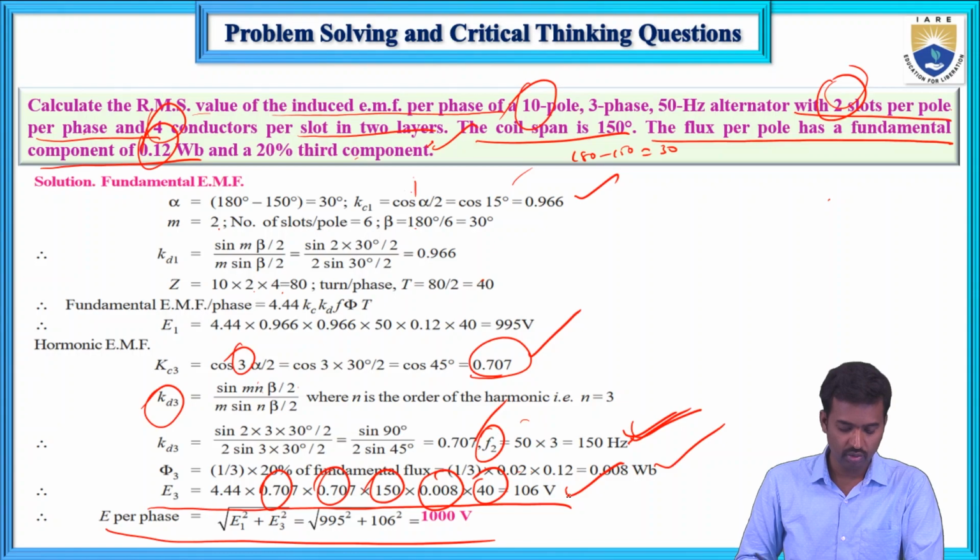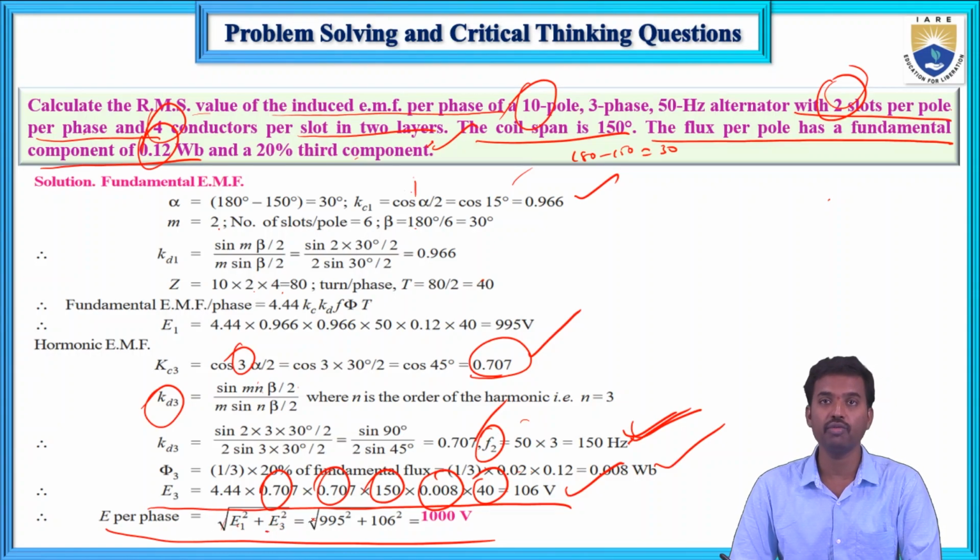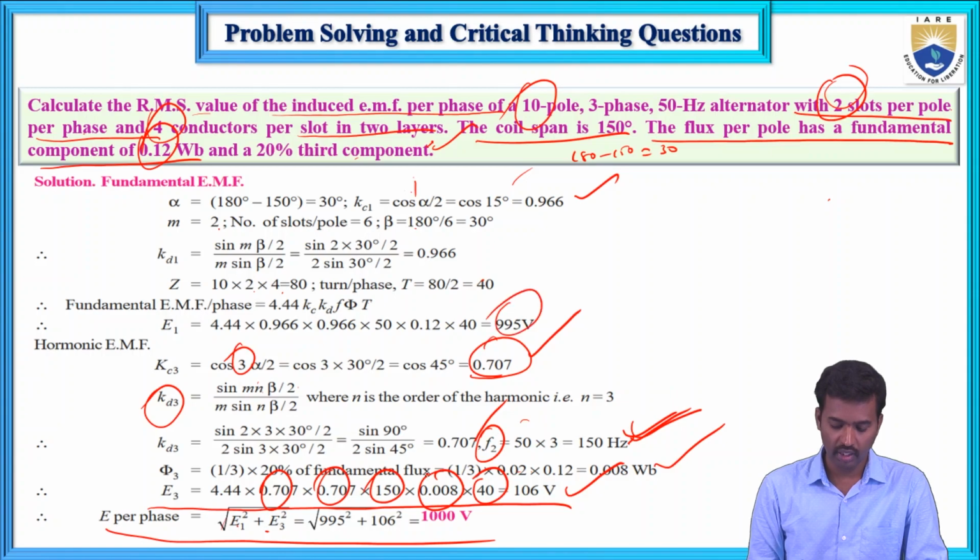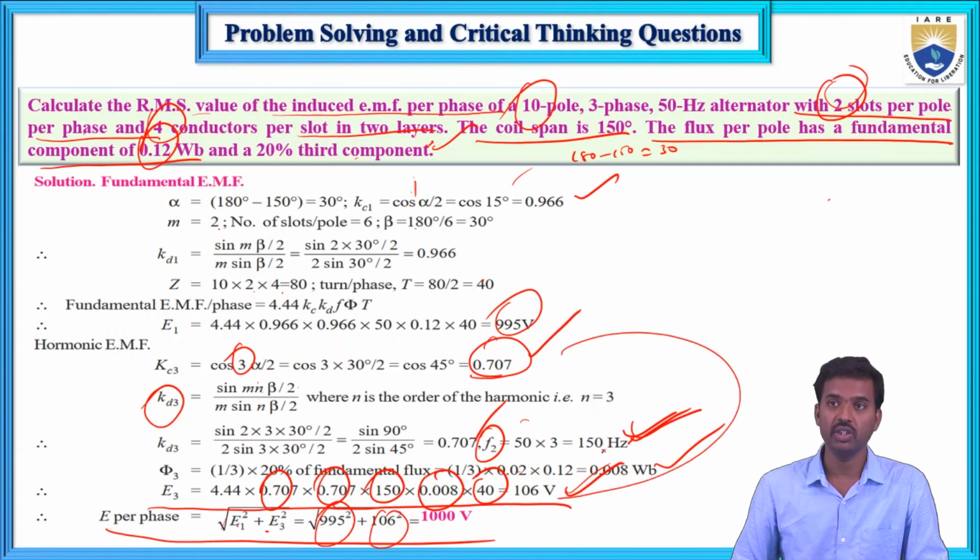And E for phase equals square root of E1 square plus E3 square. If it is a fifth harmonic, you can add E5 square also. This is 0.995 whole square plus 106 square. Because of this harmonic value, this value is reduced.